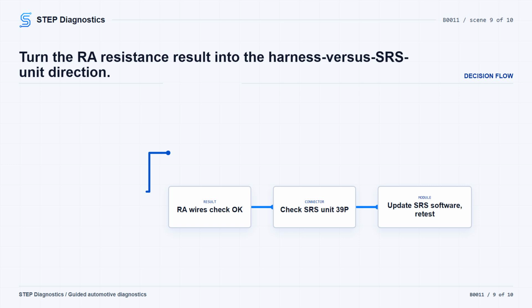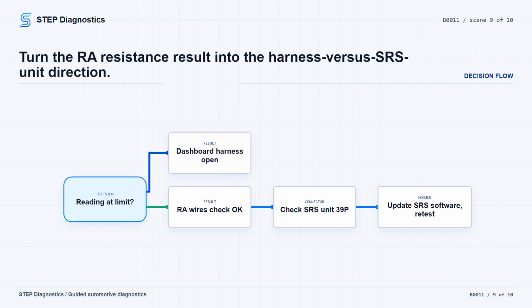Before replacing the SRS unit, check its software version with the HDS. If the software is not the latest version, update the SRS unit software and retest. If the DTC still does not clear after that path, replace the dashboard wire harness.